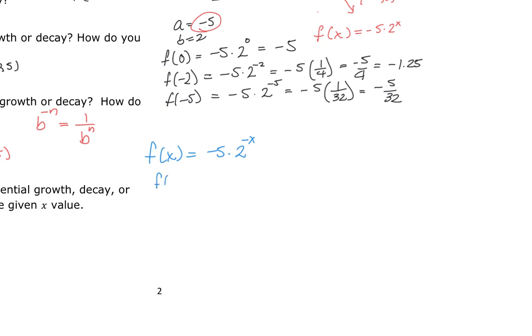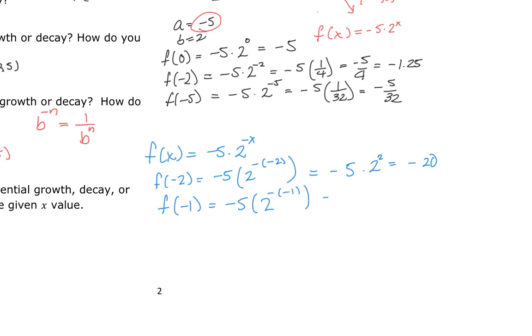So let's do f of negative 2. This is going to be negative 5 multiplied by 2 raised to the negative of negative 2. So this is going to be negative 5 multiplied by 2 to the 4th. Excuse me, 2 squared. I wanted to say 2 to the 4th. It's actually 2 squared, which gives me negative 20. Okay. Let's do f of negative 1. This is going to be negative 5 times 2 to the positive 1, which is negative 10.